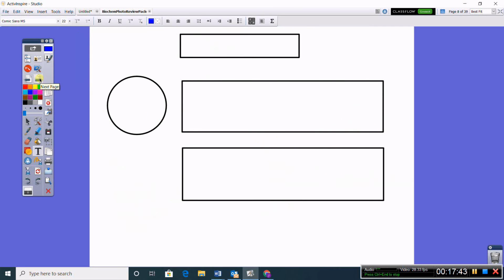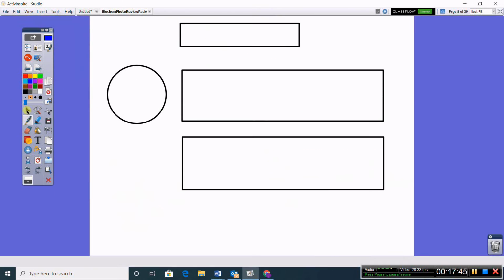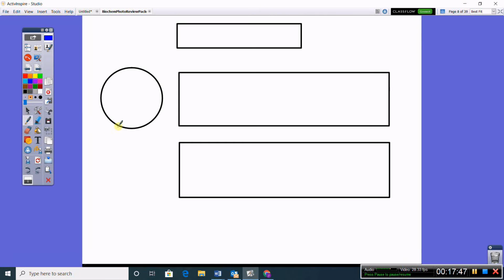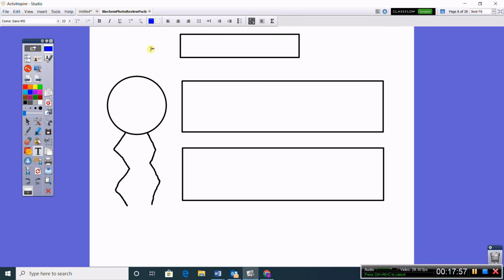All right. The second category of lipids here, let me draw in my little zigzags. Okay, your second category here is going to be your phospholipids.